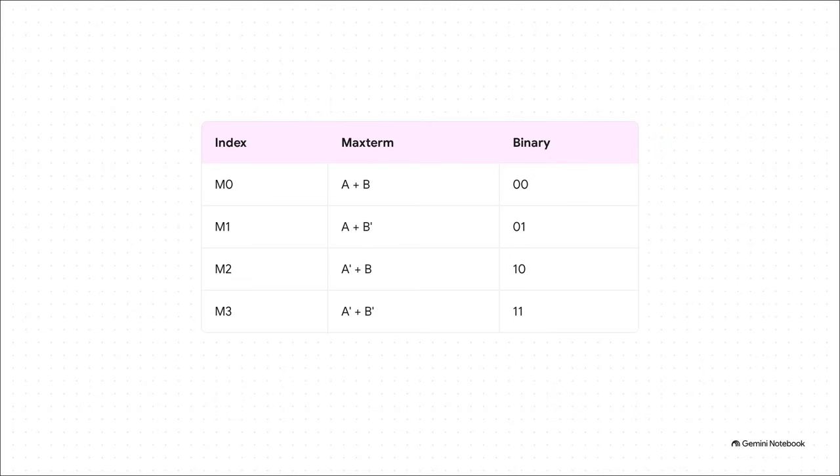Take a look at capital M0, representing 0, 0. The expression is A plus B. Unlike minterms, a 0 here actually means the variable is in its true form, and a 1 means it's complemented. You can see that down in M3, which is 1, 1, giving us A0 plus B0. It is a perfect mirror image.